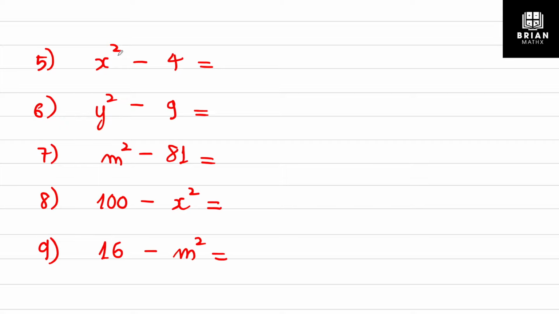For this question, you get x square minus 4. 4 here is not in the form of a square, so I can change it. I change 4 to something squared, so I write 2 square because 2 square equals 4. Now we have the difference of squares, x square minus 2 square. So we can factorize this one: x minus 2 and x plus 2.